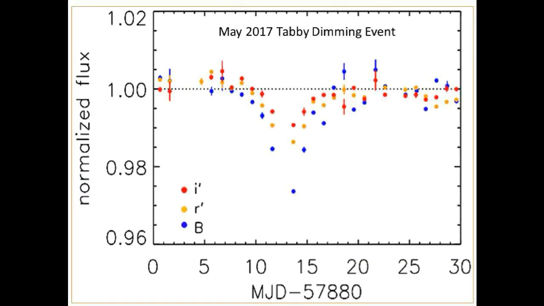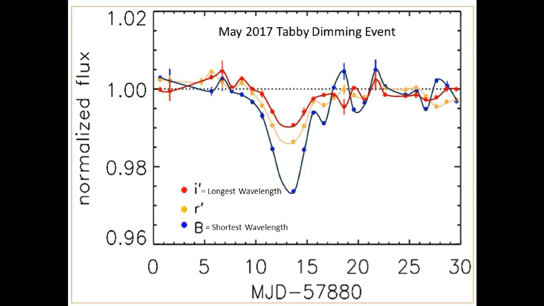So this is our last topic today, and we need to be really careful here since we need to wait for full spectroscopy results before any conclusions can be made about the nature of the blocking material around Tabby star. So this is Tabby's normalized flux chart of the May 2017 dimming event, and we connected measurements with different color curves for easier interpretation. So what you have here are measurements taken across three different bands.